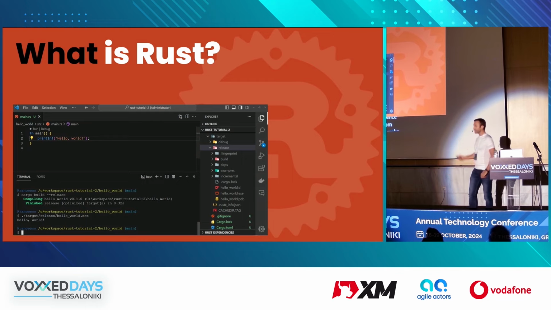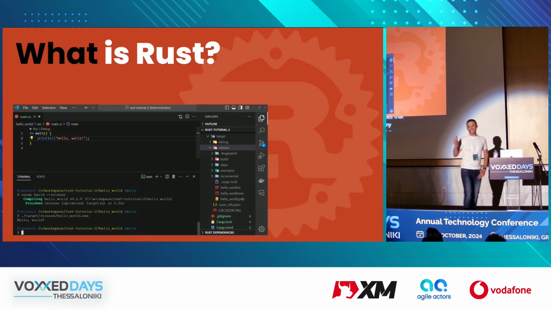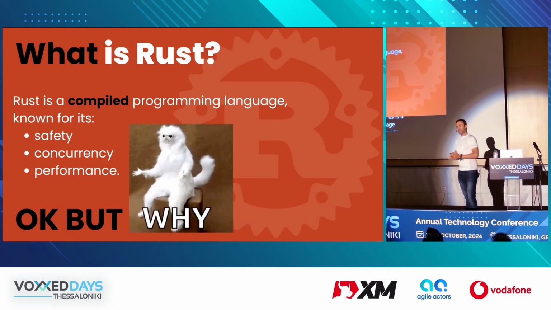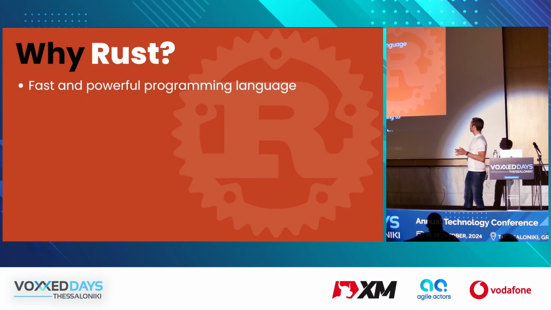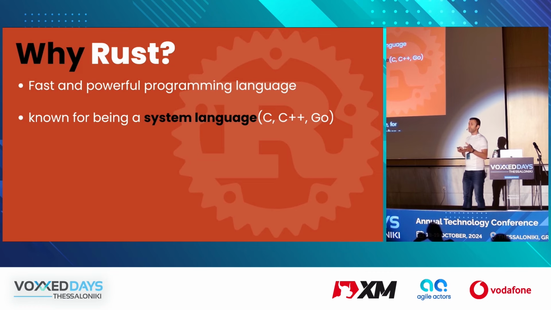Okay, so let's start with technologies that I liked. What is Rust? How many people have ever used Rust as a programming language? Make me proud. Nice, great. So I will try to convince the rest of the people now. So what is Rust? The definition is that Rust is a compiled programming language that is used for safety, concurrency, and performance. Very nice definition, but why might it be interesting to know and explore more about this programming language? Rust by default is a fast and powerful programming language, as are, for example, C, C++, and Go. So when a programming language is fast and efficient, it's always worth checking, in my opinion.